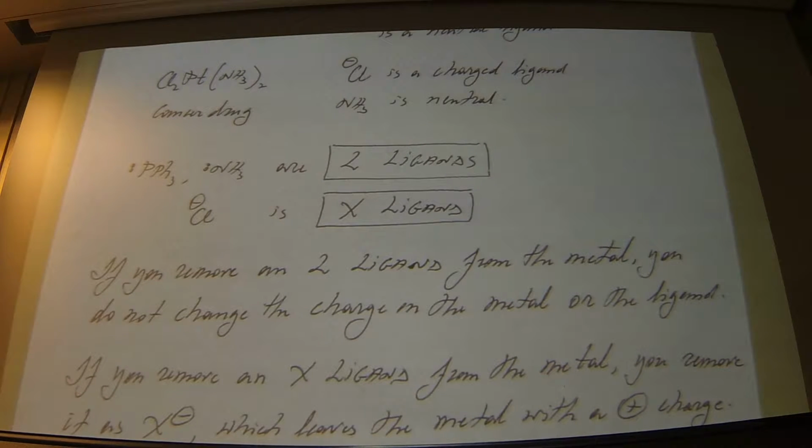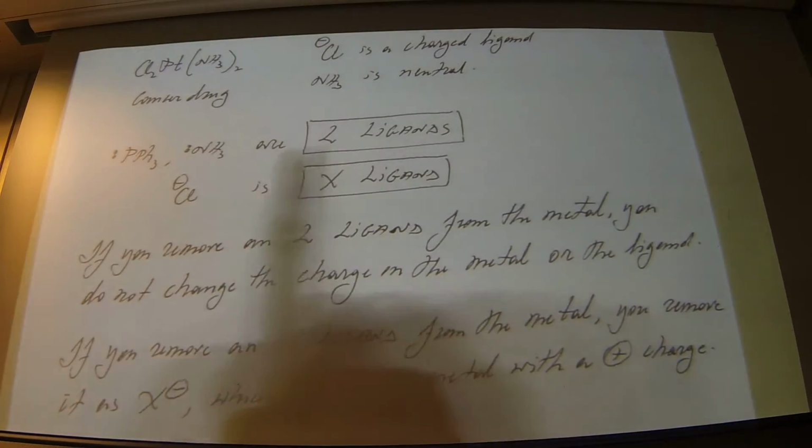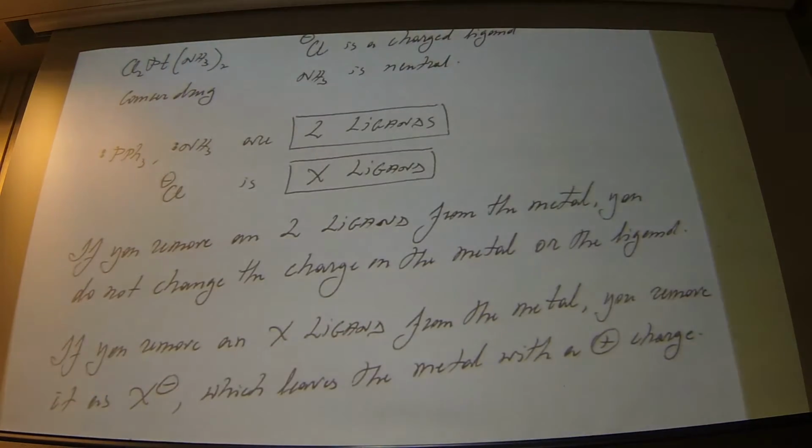If I have an X ligand bonded to the metal and I pull it off the metal, then that X ligand is going to be an X minus, an anion. And so chloride is an X ligand, and triphenylphosphine is an L ligand. Then we talked about different kinds of X and L ligands.